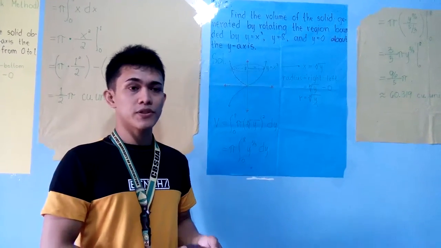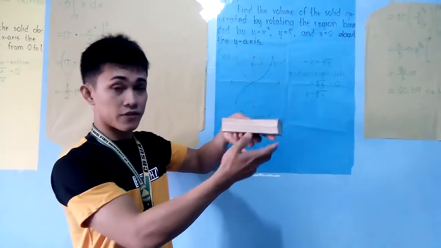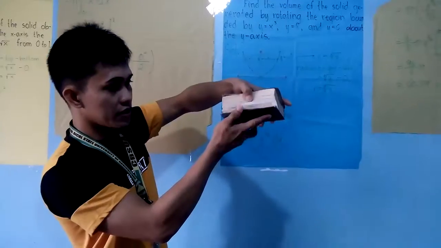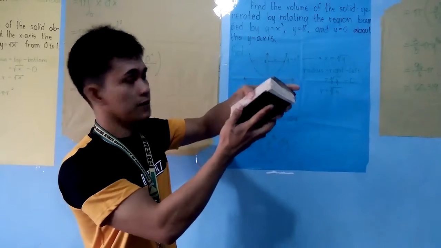For us to adequately understand what we are talking about, volume, let's say for example, this is the solid figure and we take a slice here, then we get the volume by adding those slices.